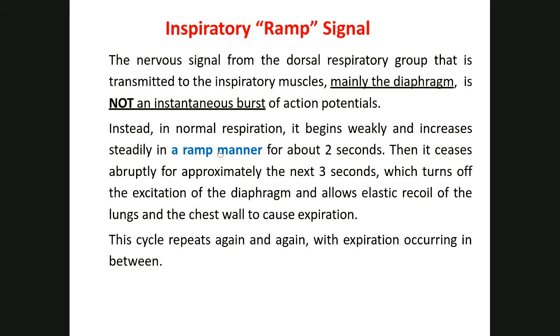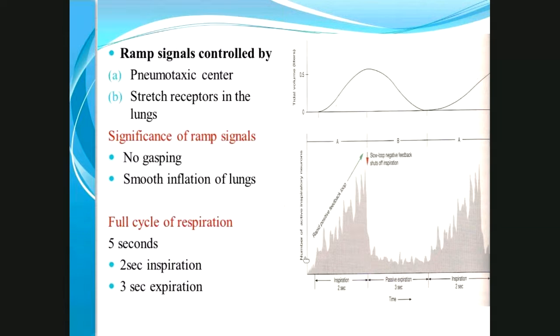Normally, the signal is a ramp signal, which starts slow and gradually increases, making muscle contraction gradually expand the thoracic cavity and making the flow of air gradually into the thoracic cavity. So due to this ramp signal, which starts as a low signal, gradually increasing, I think I better show you in the figure. So you can see here the ramp signal that goes into the respiratory muscles is gradual and increasing, making the expansion of the thoracic cavity gradual.